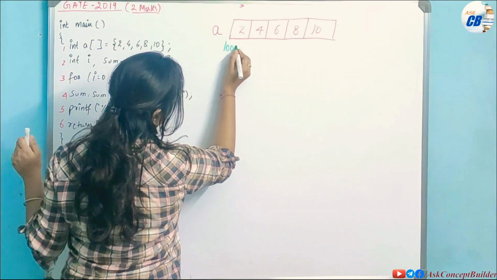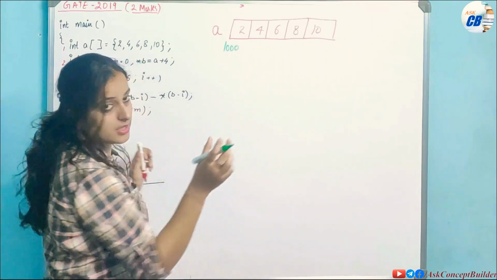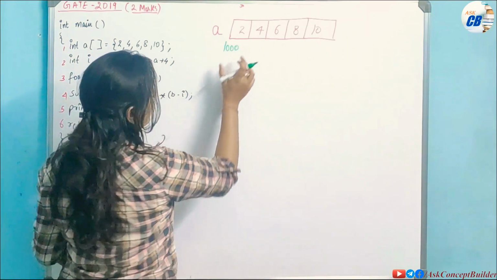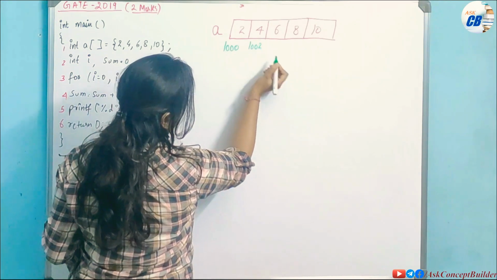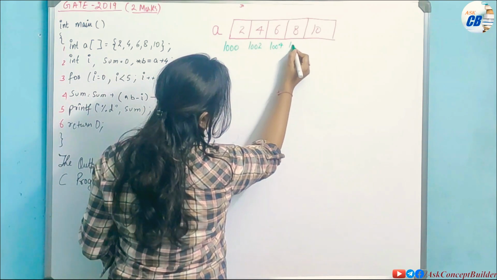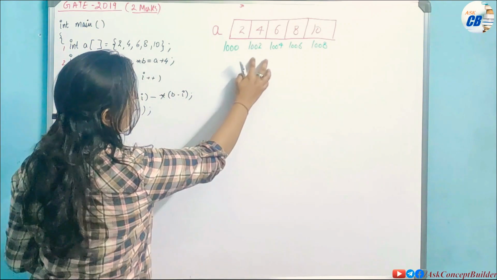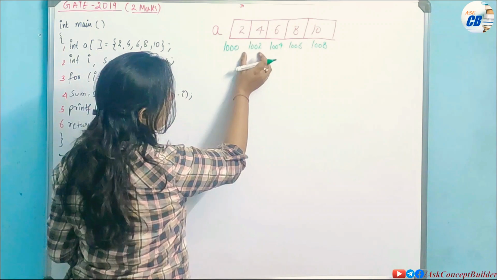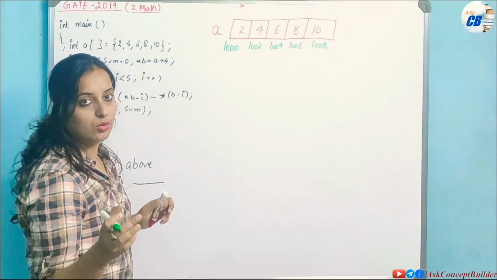This is 1000. Now see, this is an integer array, so 2 bytes of memory will be allocated for each element. Let us suppose this is 1000, then at address 1002 this is allocated, then 1004, 1006, and this is at 1008 address. Because a difference of 2 bytes for an integer will be there. This is located from 1000 to 1002, this is from 1002 to 1004. In this way, let us suppose these addresses are allocated to this array a.